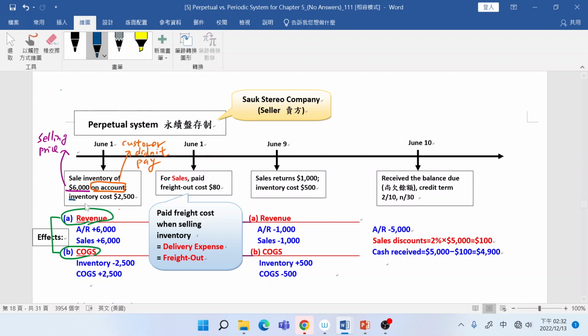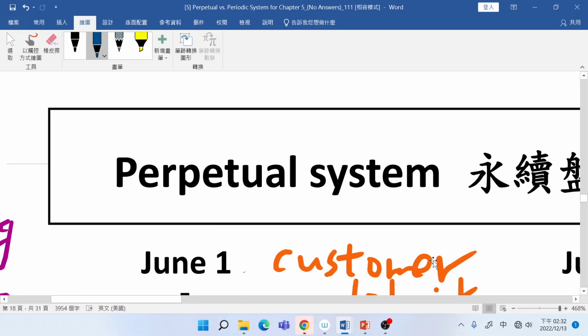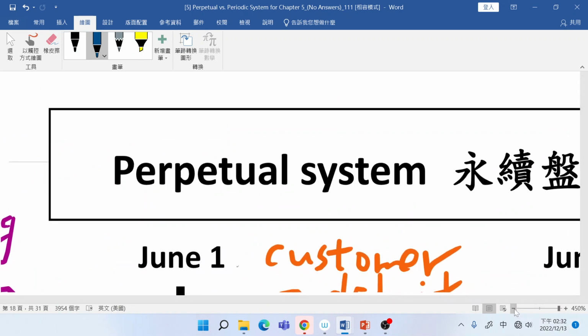So inventory cost $2,500 means your cost of inventory. You spent $2,500 to buy inventory before. Okay? Based on this, please finish the first transaction.